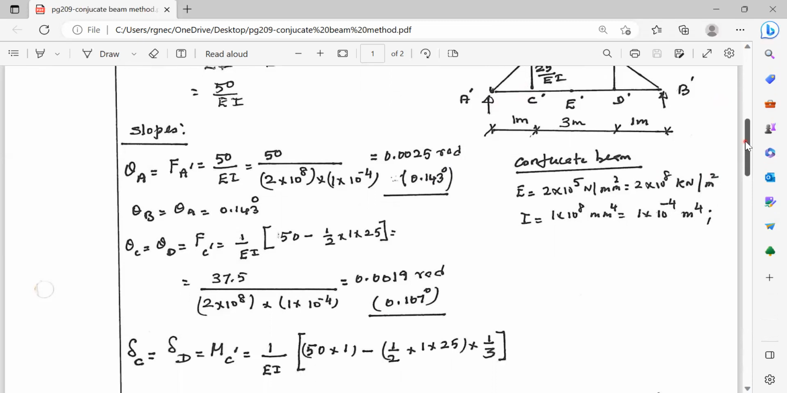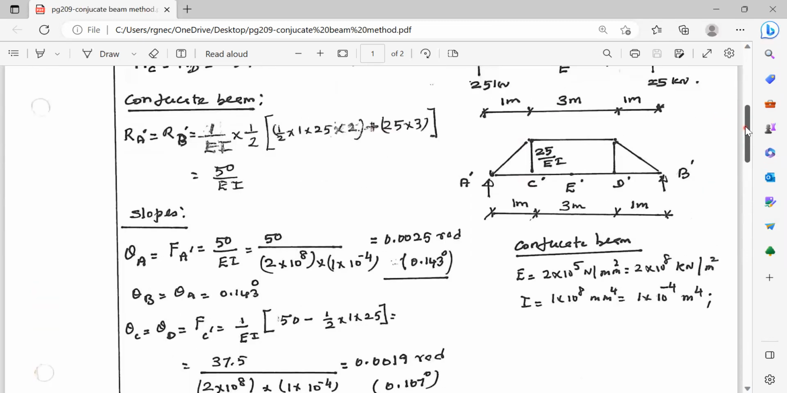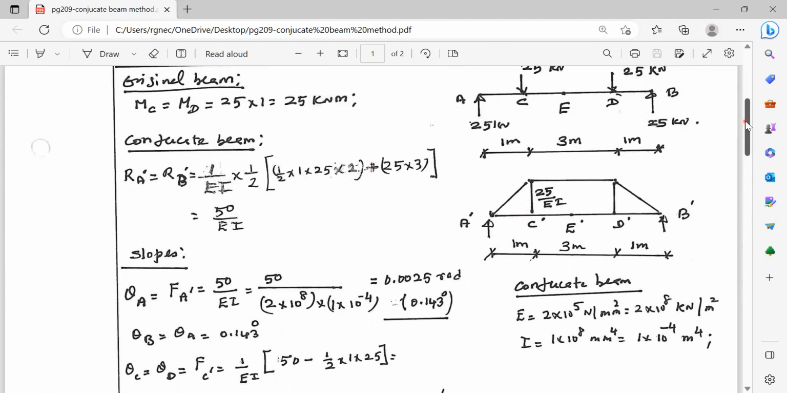Now we have to calculate the deflection. The deflection in the given beam is equal to bending moment in the conjugate beam. That is the formula. Deflection is equal to bending moment. Please note, slope is equal to shear force. Deflection is equal to bending moment. So slope of the given beam is equal to shear force in the conjugate beam. Deflection in the given beam is equal to bending moment in the conjugate beam.